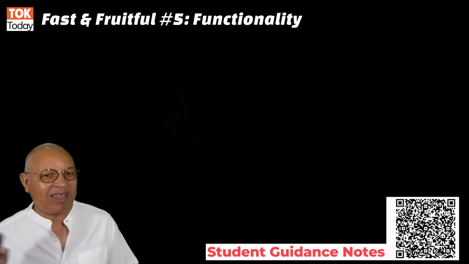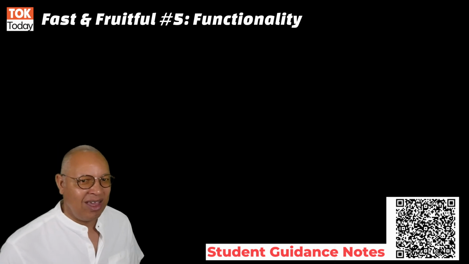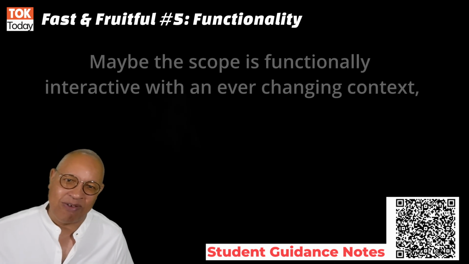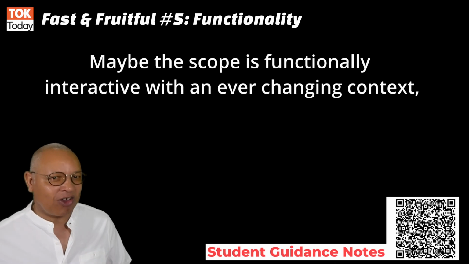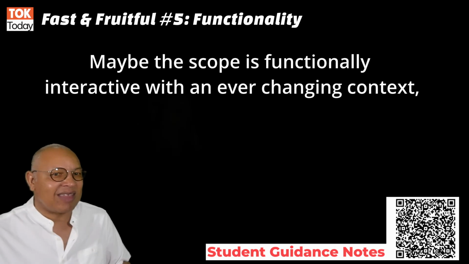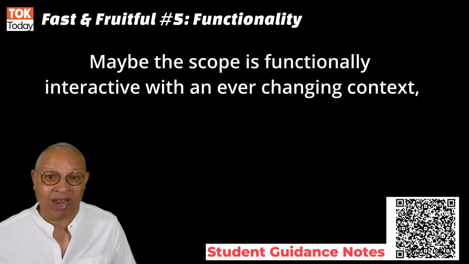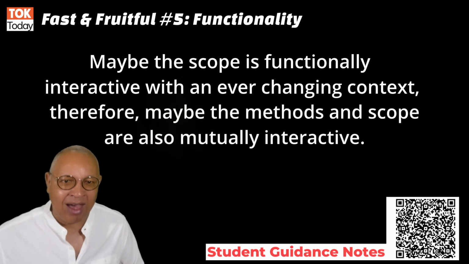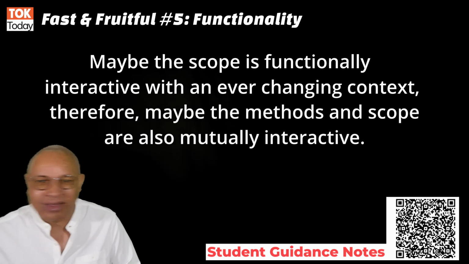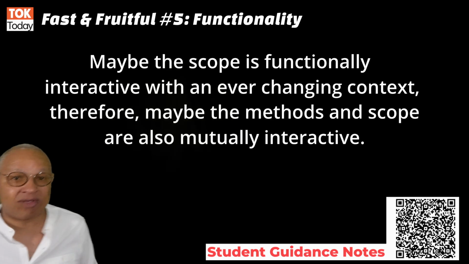Now, you see how I can't name that fixed or static discipline or AoK? That's because I think that the scope of every discipline and every area of knowledge is essentially a functional entity that has a dynamic, mutually inclusive relationship to the changing world around it. As such, I don't think it's methods that change the scope. I think that they change each other. But that's just me, and you don't have to argue that. You can argue something else.